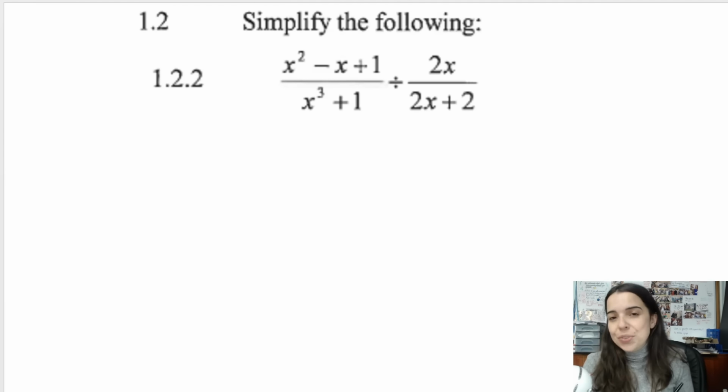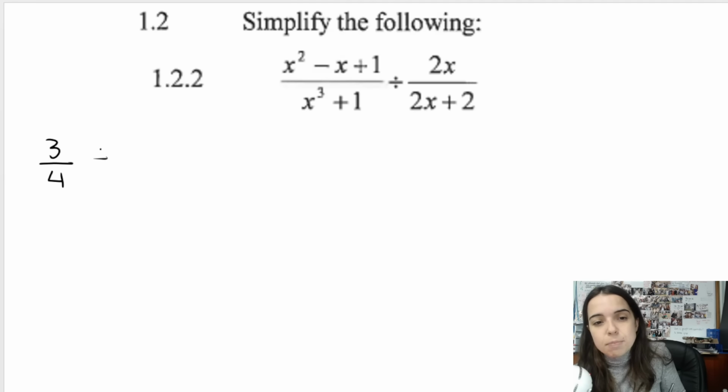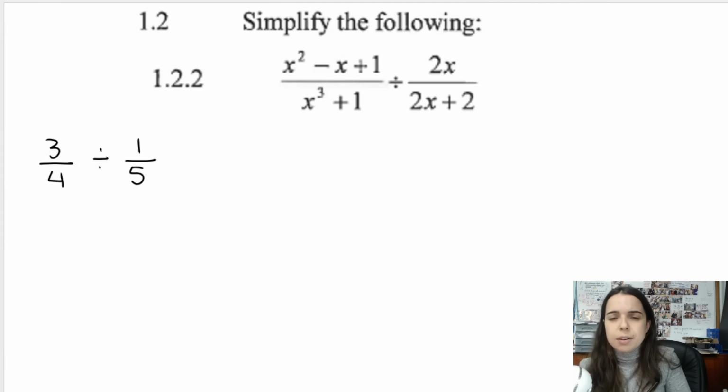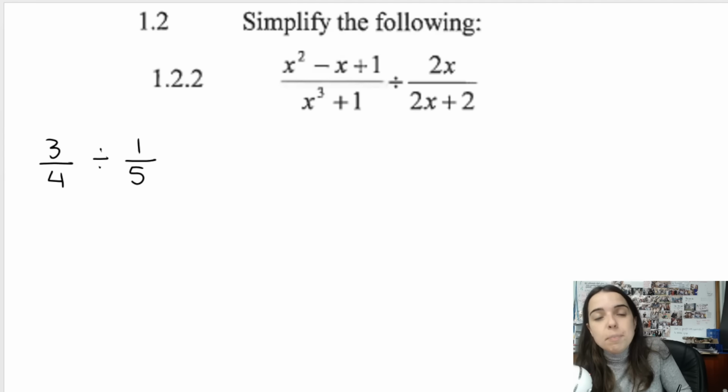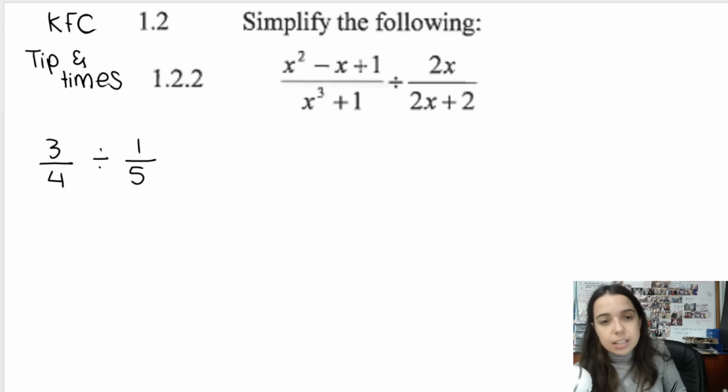And this is obviously a little bit more complicated for some because you see a fraction divided by a fraction. Now, the first thing that I want to tell you that will actually get you a mark. If you see a fraction divided by a fraction, and this is something that maybe you should have learned in grade 8 or 9 or maybe even 7 already, you must do what we call tip and times, or I also call it KFC. So let's look at KFC.